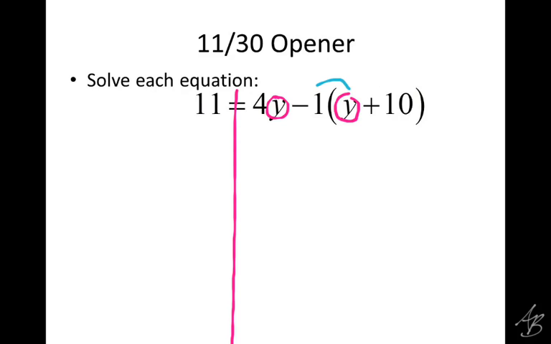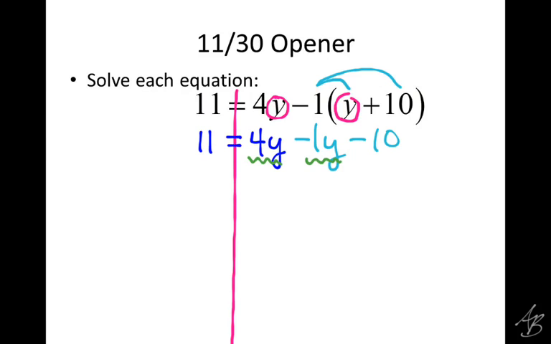To get rid of the parentheses, we're going to distribute that negative 1. Negative 1 times y is negative y, or negative 1y. I'll keep the 1 on there for now. And negative 1 times 10 is negative 10. All that other stuff that doesn't distribute, what do we do? Bring it down. So we've got 11 on the left side, equal sign on the line of equality, and 4y on the right side. And now we're going to combine our like terms.